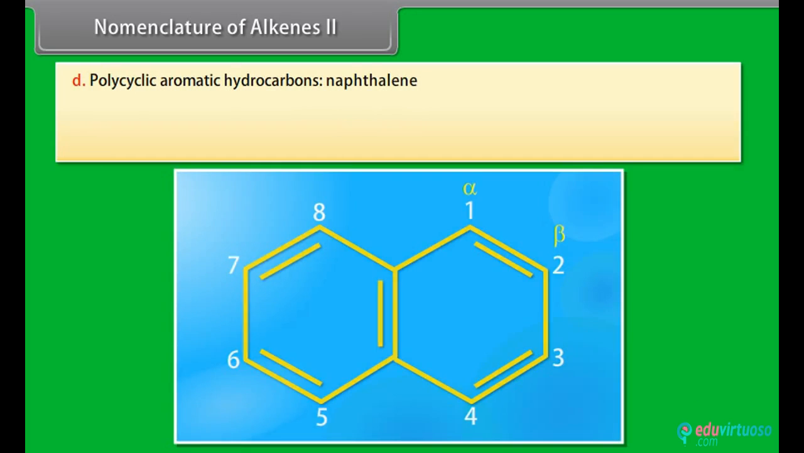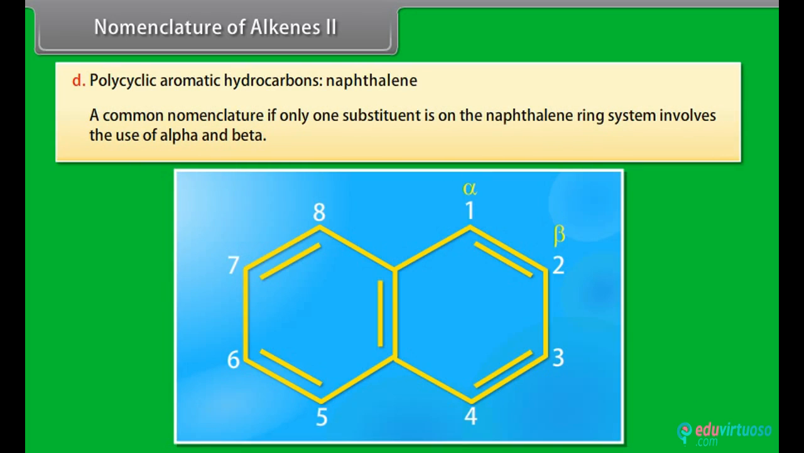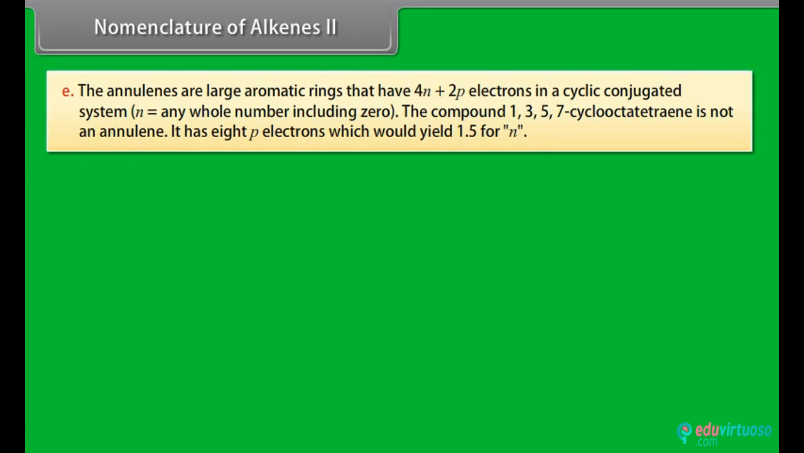D. Polycyclic aromatic hydrocarbons that you should know are naphthalene. A common nomenclature if only one substituent is on the naphthalene ring system involves the use of alpha and beta. E. The annulenes are large aromatic rings that have 4n plus 2 p electrons in a cyclic conjugated system. That is, n is equal to any whole number including 0.